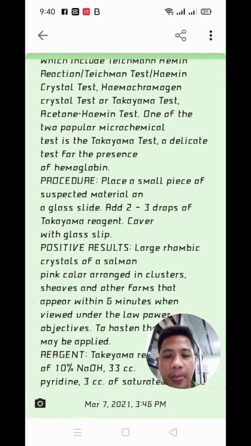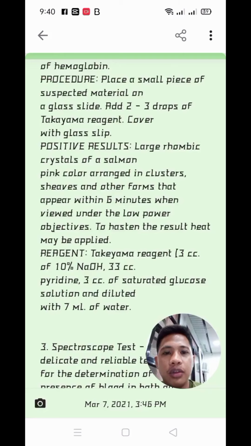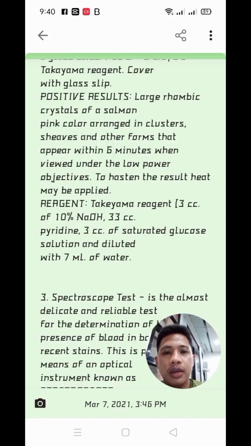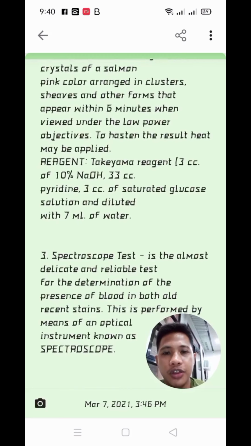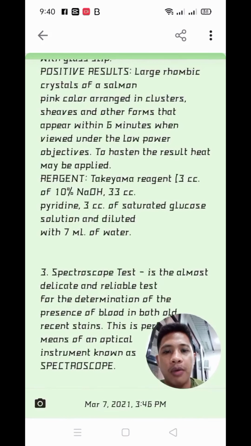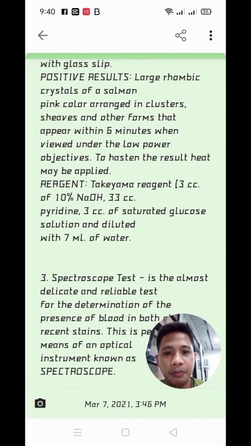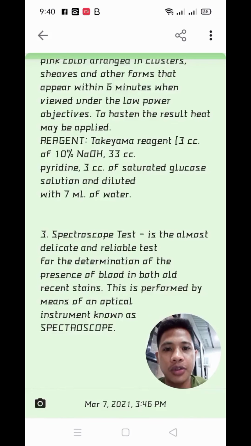Procedure: place a small piece of the suspected material on a glass slide, add 2-3 drops of Takayama reagent, and cover with a glass. Positive result: large rhombic crystals of a salmon pink color, orange in clusters, sheaves and other forms that appear within 6 minutes when viewed under the low power objectives. To hasten the result, heat may be applied.